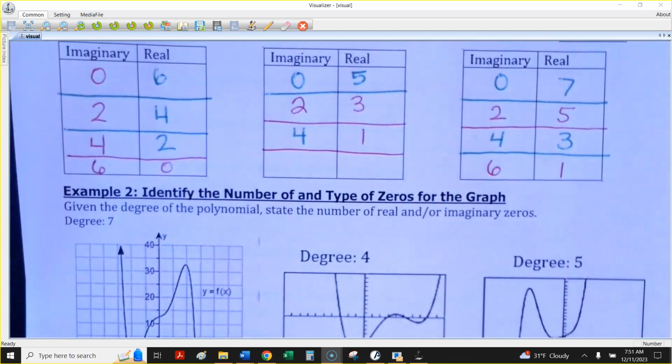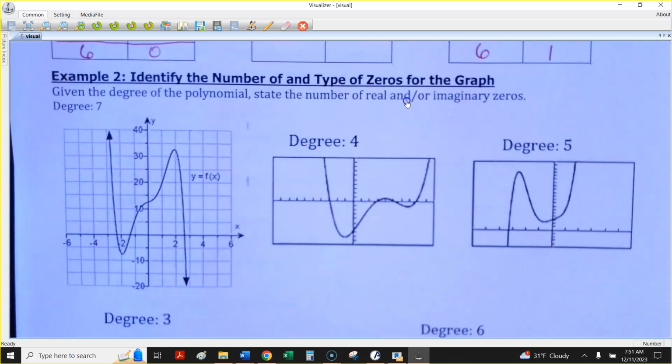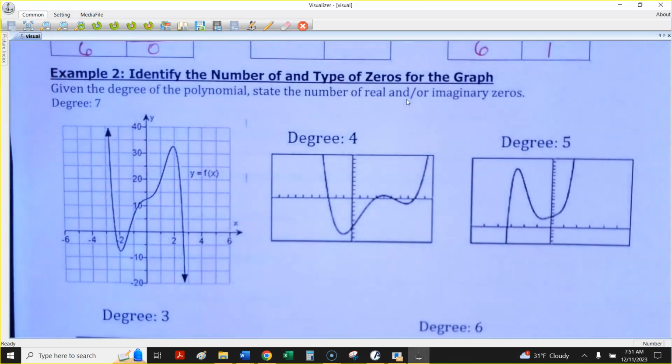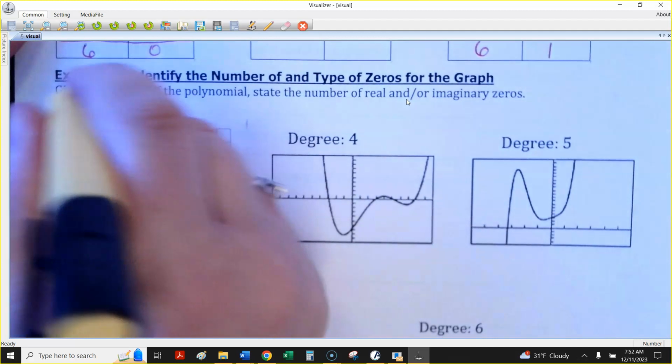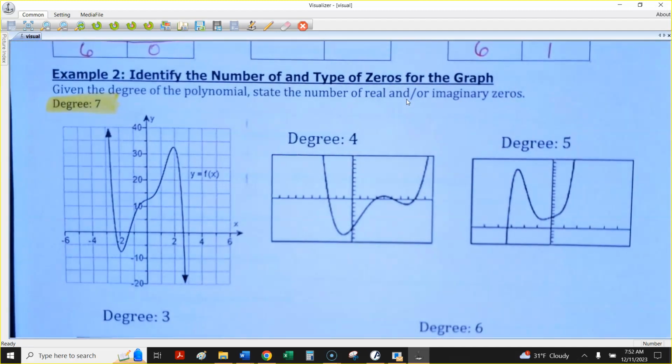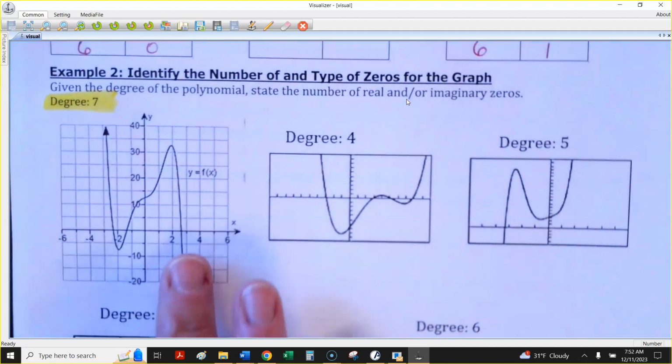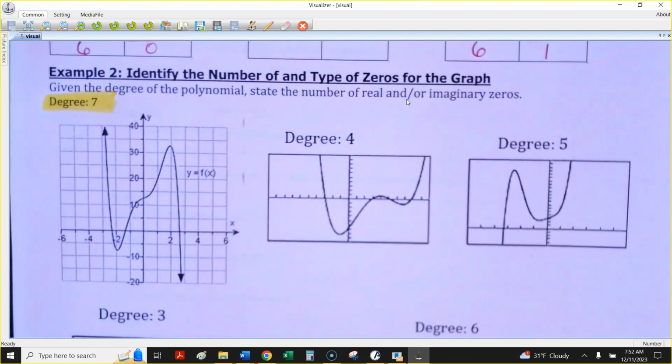Okay, now what I'm going to give you, I'm going to give you a graph down here, and you're going to tell me how many real and how many imaginary zeros this graph has based on the degree. Okay, so each one of these graphs is a little different, but this first one says degree 7. Can you tell from the graph how many real answers this one has? Like, how would I figure that out?